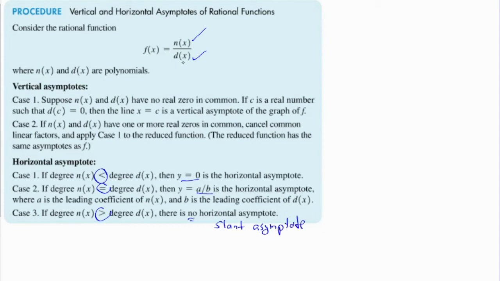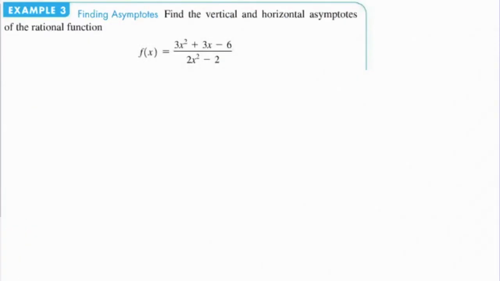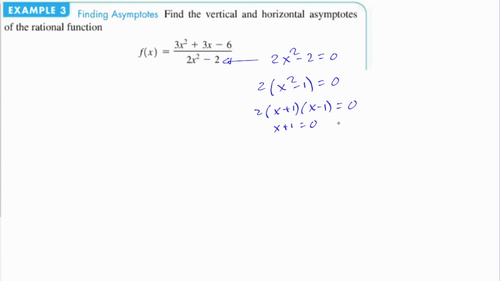And again, the vertical asymptotes are when you take the denominator, set it equal to 0, and solve, and you'll get your vertical asymptotes. So here we're just finding the asymptotes for this, vertical and horizontal. Vertical are the easiest. Just take the denominator, set it equal to 0, and then we'll factor. And when we solve for each factor equal to 0, those are the locations of our vertical asymptotes.